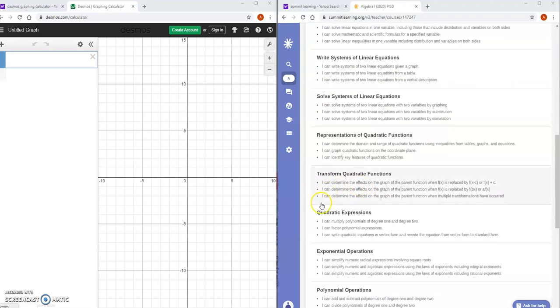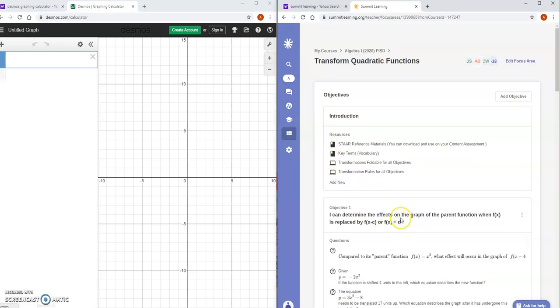It has three objectives. The first one is I can determine the effects on the graph of the parent function when f of x is replaced by f of x minus c, or f of x in parentheses plus d, which is outside the parentheses. The next one is I can determine the effects on the graph of the parent function when f of x is replaced by f of b x inside, or a times f of x. Then I can determine the effects on the graph of the parent function when multiple transformations have occurred. So let's click on that.